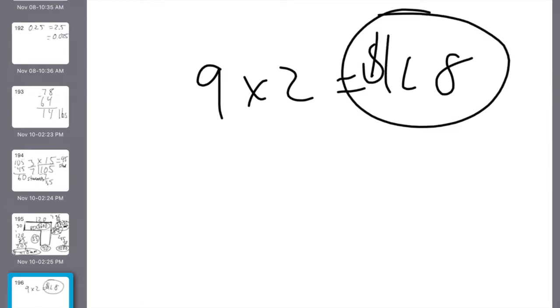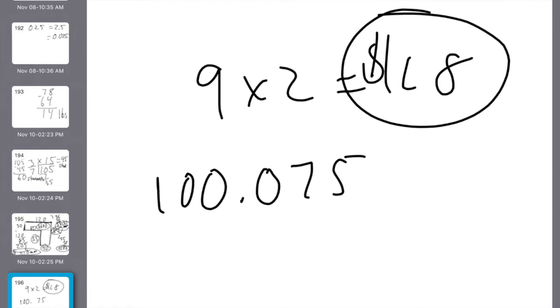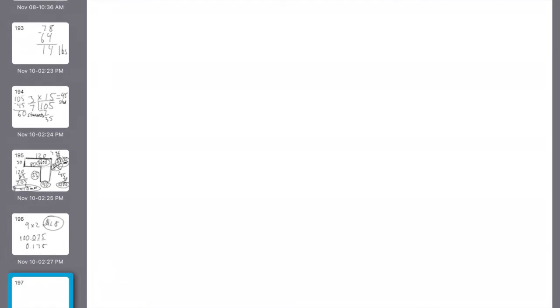Number 12. Use digits to write 100 and 75 thousandths. Decimal point, tenths, hundredths, thousandths. Next one, 175 thousandths. Well, guys, you just learned thousandths is 3 positions, so I have 175 thousandths. That means decimal point and a 0. So this was 12A and 12B. And you also had number 11 on the screen.